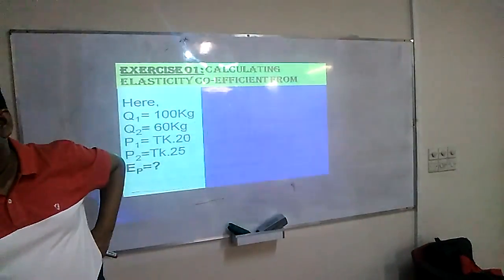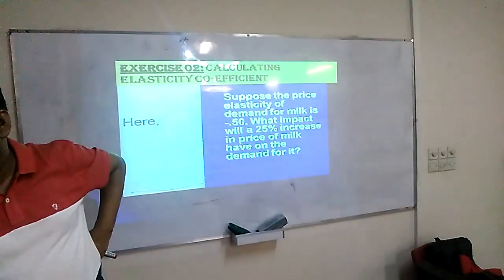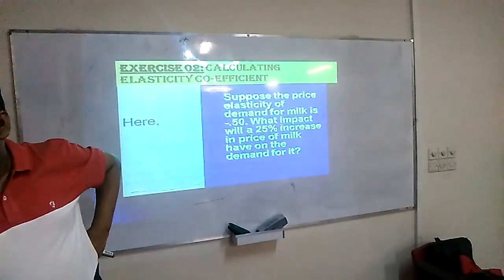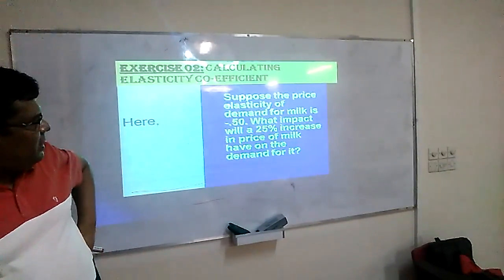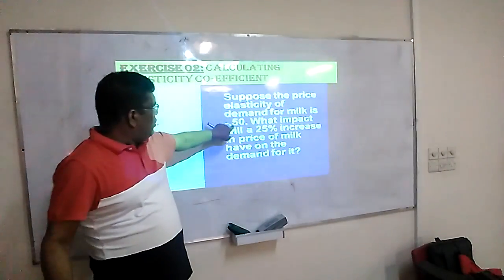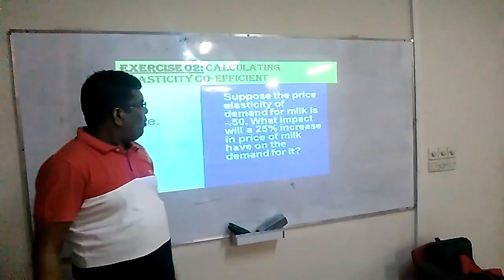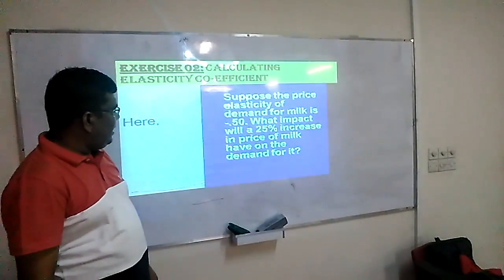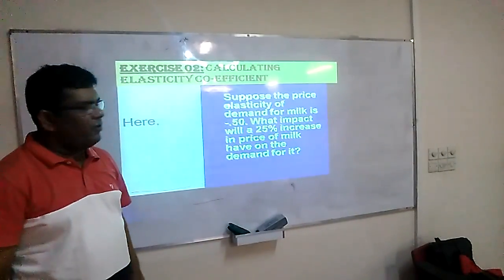Let us go to the second example. Suppose the price elasticity of demand for meat is 0.50. So they gave you the value of elasticity. And what impact will a 25% increase in the price of meat have on the demand for it?